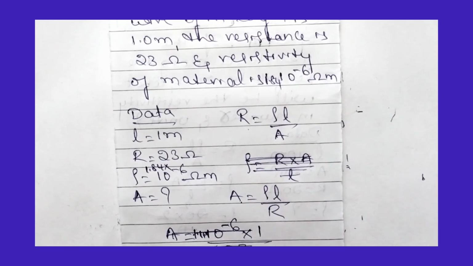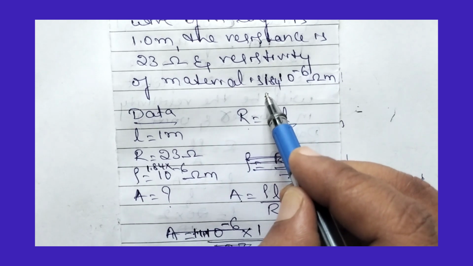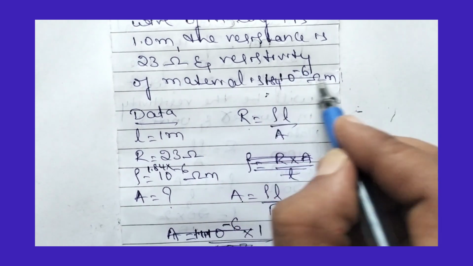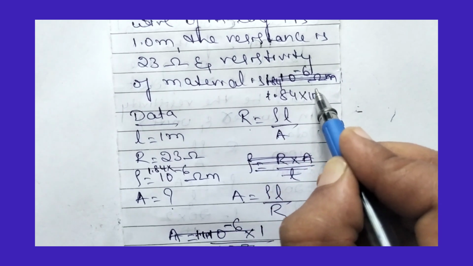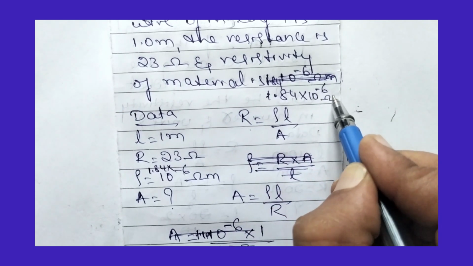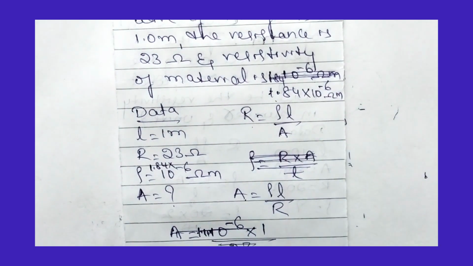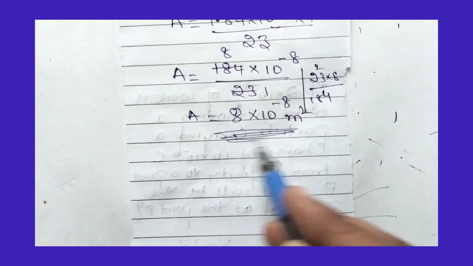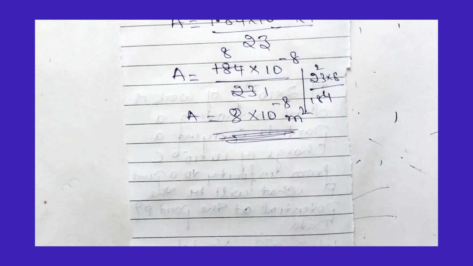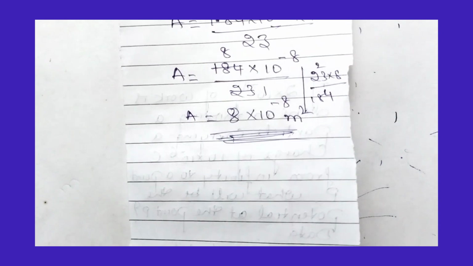So when we are writing, the resistivity is 1.84 into 10 to the power of minus 6 ohm meter. By using that resistivity, if you calculate, the area is equal to 8 into 10 to the power of minus 8 meter square. So this is the area of the given wire. Like this we have to calculate the area of the given wire. Now let us move to the next question.